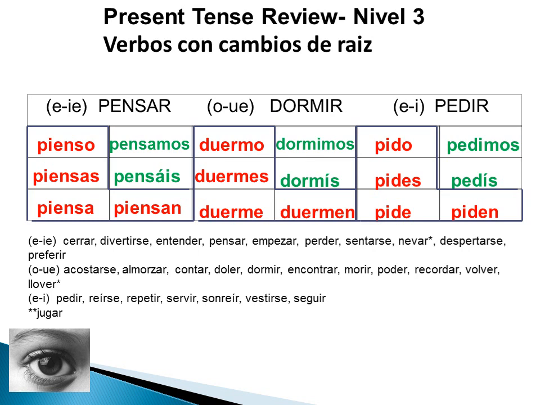Right below this section, you can see all of the other words. We gave you a bunch of them that follow E to IE, O to UE, and E to I. And once again, jugar is just kind of hanging out by itself because there's not too many U to UE stem changers.